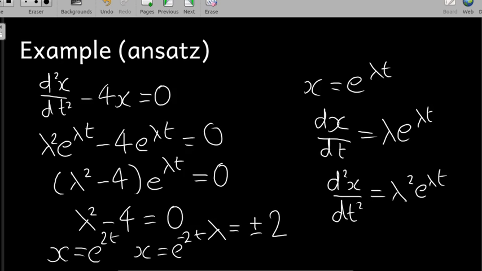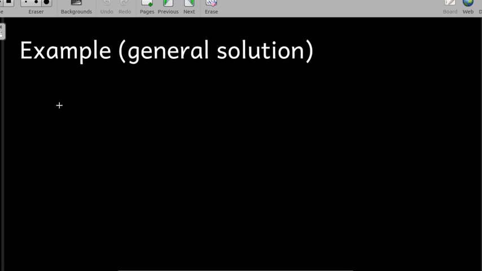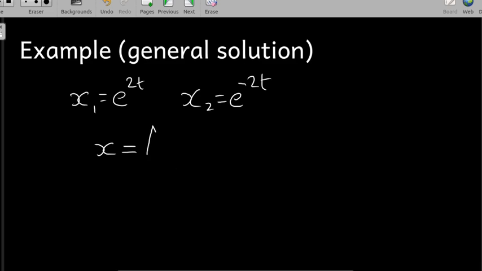So we pop over to the next slide. So what we found was that we've got one solution, x1, which is equal to e to the 2t. We have another solution, x2, which is equal to e to the minus 2t. But since this is a linear homogeneous ODE, we can make the general solution by combining those two. So we get x equals a e to the 2t plus b e to the minus 2t. And this now, which has two integration constants, a and b, which is what we need for a second order ODE, gives us the general solution for x.